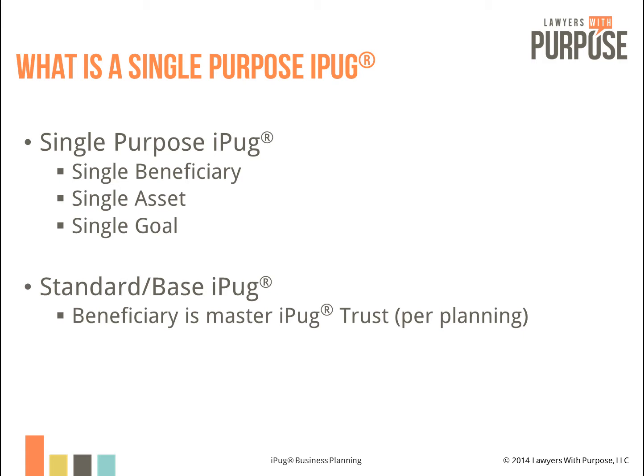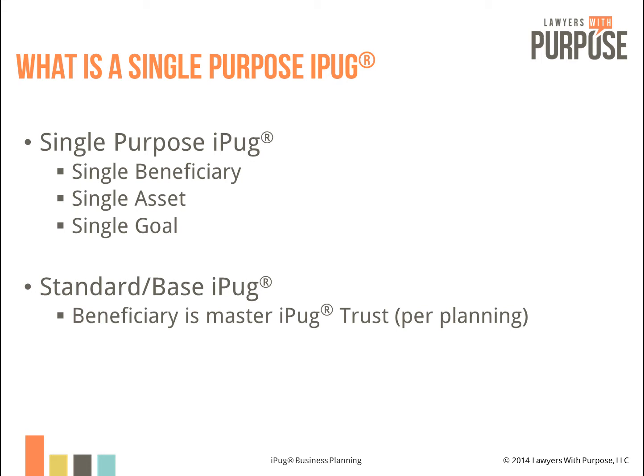The first use of a single-purpose IPUG is an IPUG with a single beneficiary. That is, when the client has a specific bequest to an individual that the client wants to be private or different than the distributions to everyone else. The client may say, I want something special for my niece Sharon, different than all my other nieces and nephews.